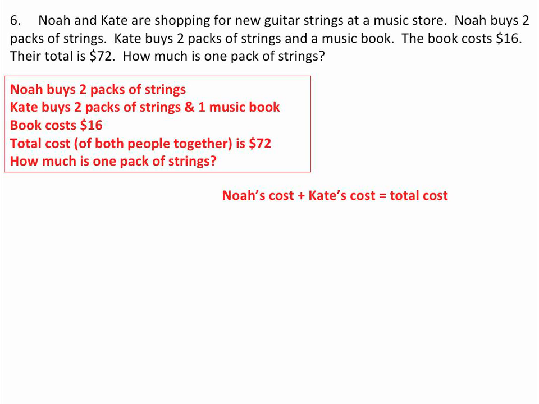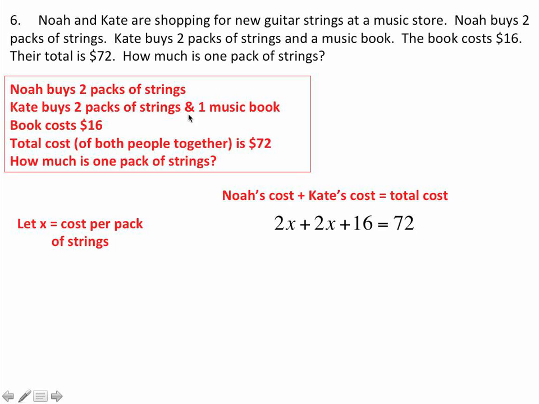Okay, well, Noah's cost plus Kate's cost is going to be the total. Well, if X is the cost per pack of strings, Noah's going to buy 2 packs of strings, so he would be 2X. Kate's buying 2 packs of strings also, so she's a 2X, plus the 1 book that she bought, which was $16. So Noah's 2X, Kate is 2X plus 16, and the total for both people is $72. So it's easy once you get the equation built.